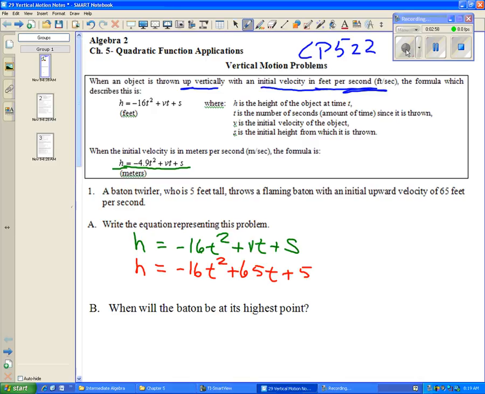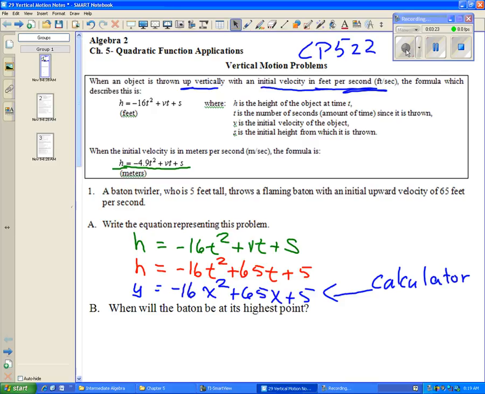The thing about this, though, is I don't have h's and t's in my calculator. I want to put this in my calculator. So h is going to be y, probably y1. Let's try that again. Negative 16, instead of t squared, we're going to do x squared, plus 65, instead of t, we're going to do x, plus 5. This is what I'm going to put in my calculator.